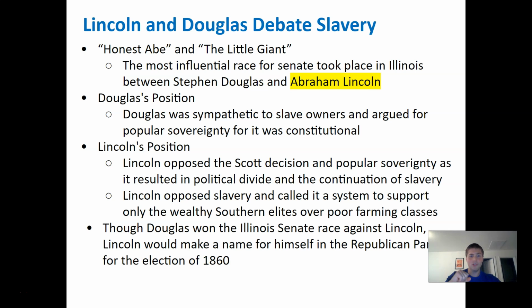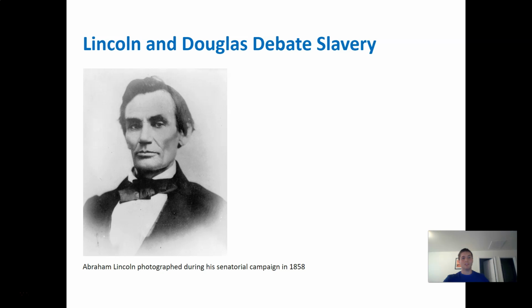So these two guys, their platforms are going to reach national attention, and to a point that even though Stephen Douglas will win the Senate office in Illinois against Abraham Lincoln, the Republican Party is going to look at Abraham Lincoln like, this guy might be a good fit. So we might even choose him as our Republican nominee for the election of 1860 as the president. There's his picture right there. Now he's gonna look better in this picture than what he's gonna look like 4 years into office while he's president.